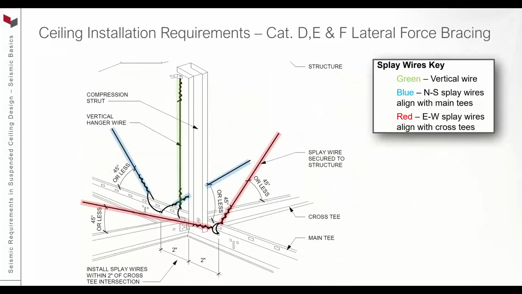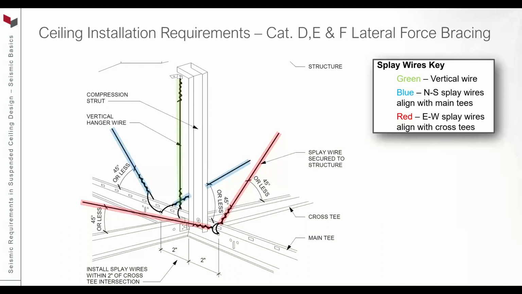And so for ceilings that are over 1,000 square feet in size, lateral force bracing is required for the code. And so that detail is shown on the screen now. And there's a lot going on. And so we've tried to highlight the key components of lateral force bracing. So first, highlighted in green is the vertical wire.